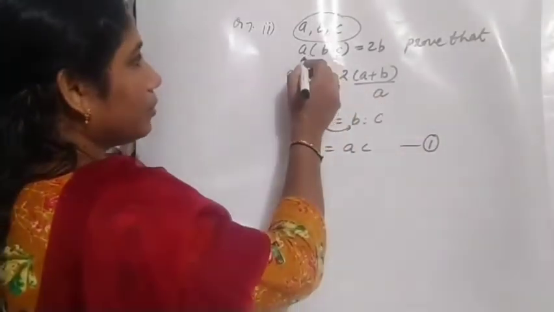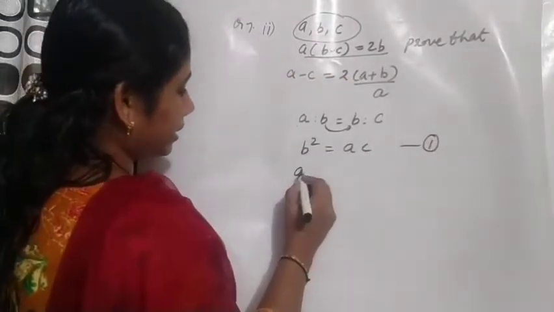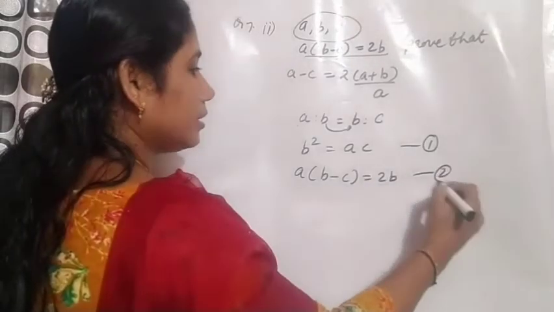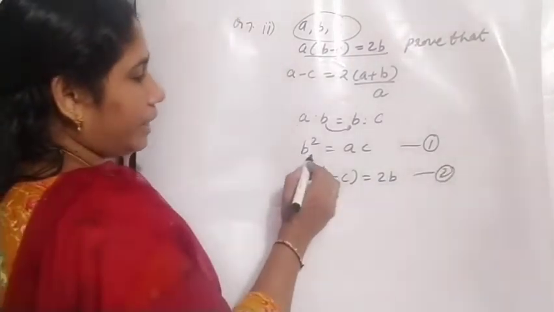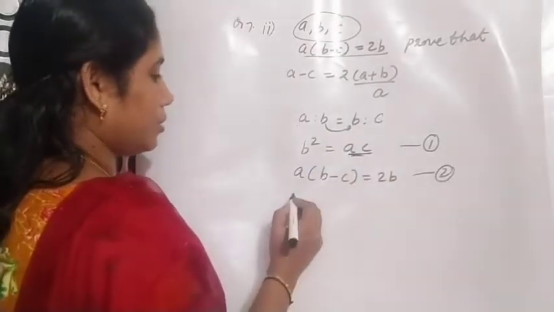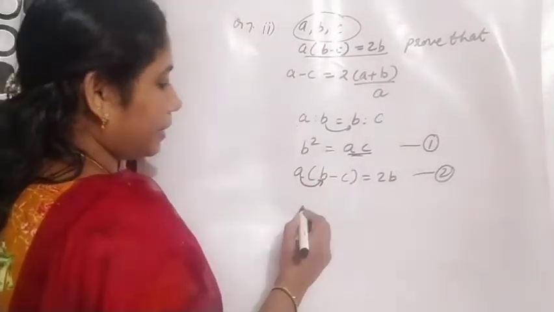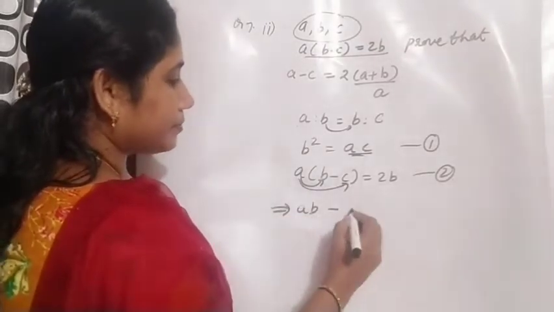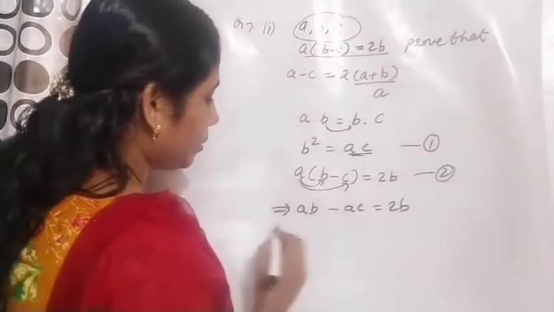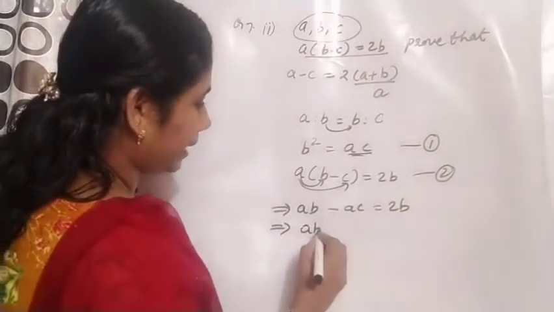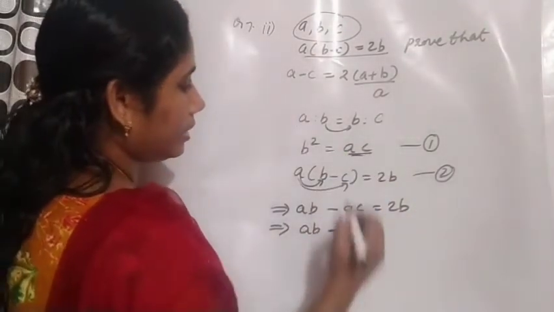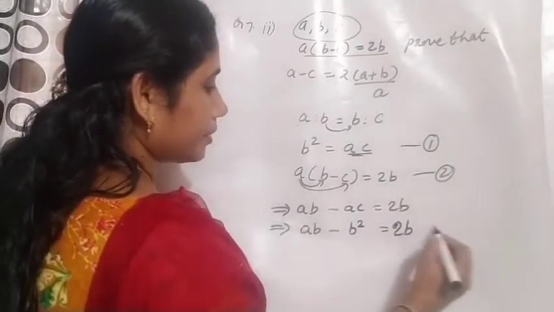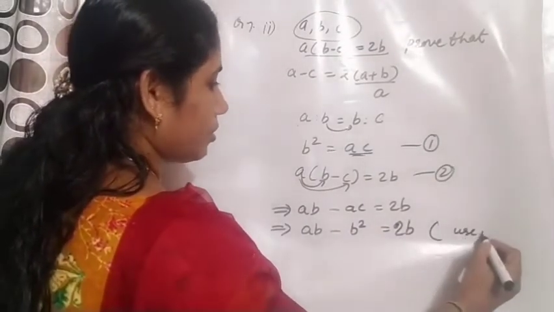And also one more condition is given in the question, that is A into (B minus C) is 2B. And you can substitute the value of AC in this equation. Let us open the bracket. AB minus AC equal 2B, which implies AB minus, what is the value of AC? Yes, B square equal to 2B. Here we use equation number 1.